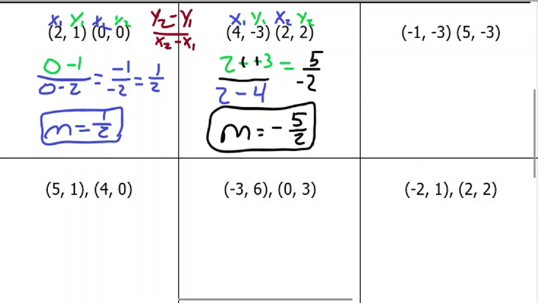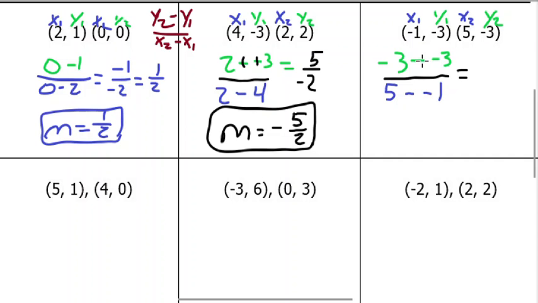Let's try one more. All right, in this example, I have (negative 1, negative 3) and (5, negative 3). So I'm going to label my points. My y2 is my second y, my y1 is my first y. So this would be negative 3 minus negative 3. All right, now I have to find my bottom, which is my change in x. My x2 is 5, my x1 is negative 1. So it'd be 5 minus negative 1.